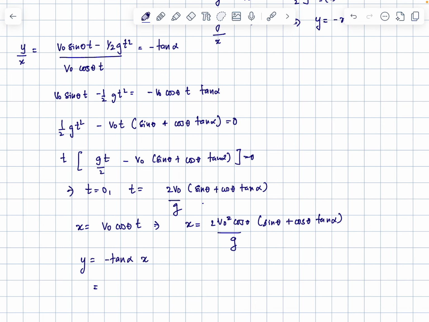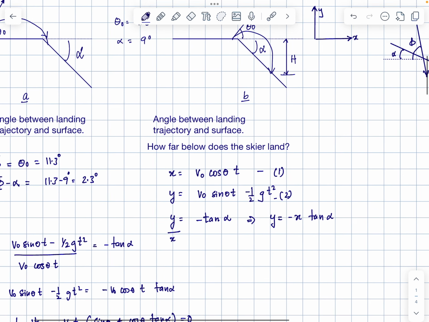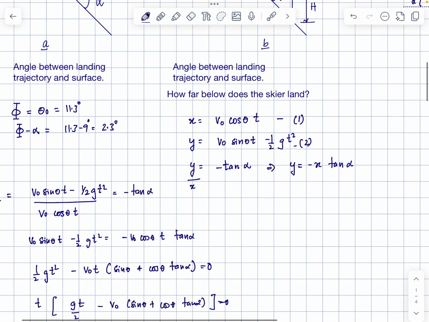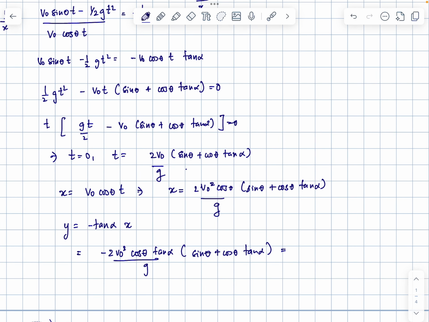Okay, it is therefore minus 2 v0 square cosine theta tan alpha divided by g times (sine theta plus cosine theta times tan alpha). Okay, and that's how much is the distance from the horizontal. So that's the distance from the horizontal, and that is equal to h.